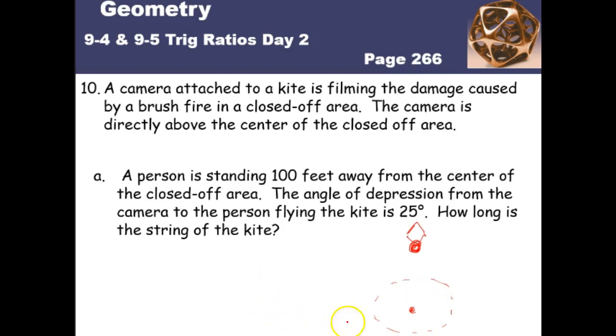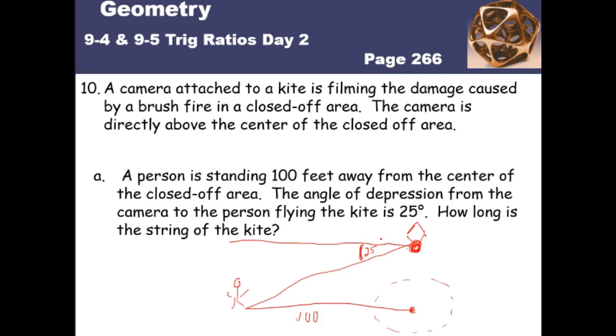And there's a person standing 100 feet away from the center of the closed off area. So right over here we have a person standing 100 feet away. And we know that the angle of depression from the camera to the person flying the kite is 25 degrees. So the camera's line of sight is this line right here. If it's going to be looking down at the person, that would be that. So this angle right here is the angle of depression, and we know it's 25.